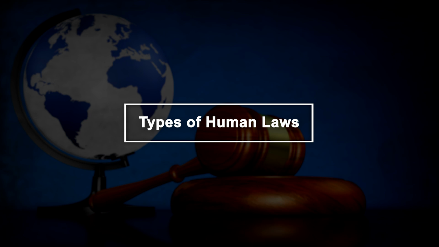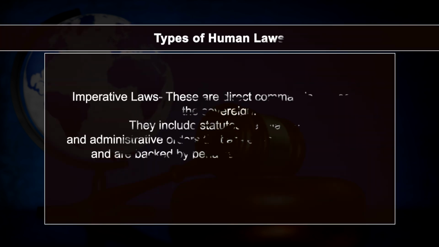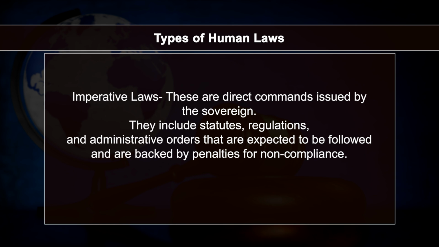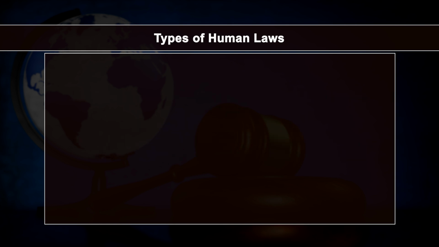Further, types of human laws. Imperative laws. These are direct commands issued by the sovereign. They include statutes, regulations and administrative orders that are expected to be followed and are backed by penalties for non-compliance.